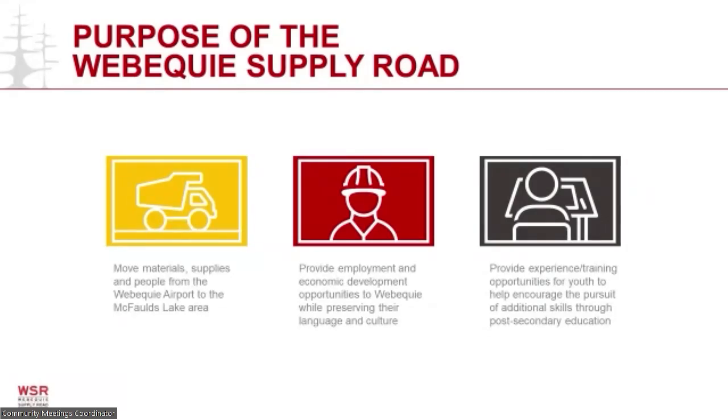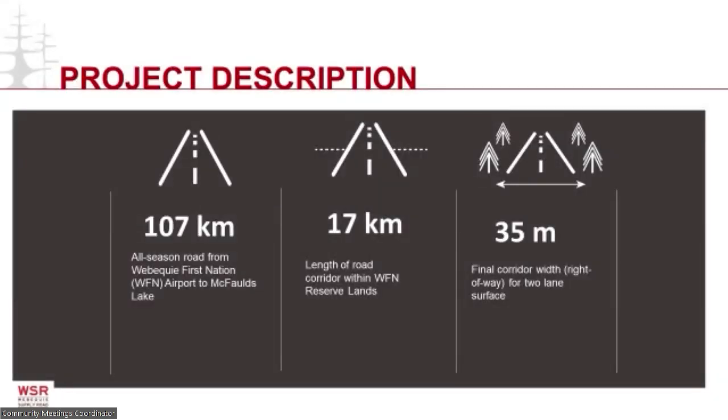As this is Webequie's project, this will be done in a careful, sensitive way that will preserve and strengthen the community's language and culture. The planned road will be 107 kilometers long, with 17 kilometers on the Webequie First Nation reserve lands. The corridor planning area is 2 kilometers wide, but the actual cleared area will be 35 meters wide, make 3 large water crossings, and will include temporary pits, quarries, equipment storage areas, and construction camps.